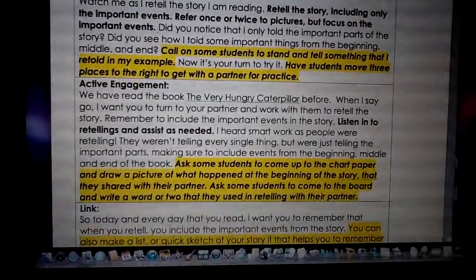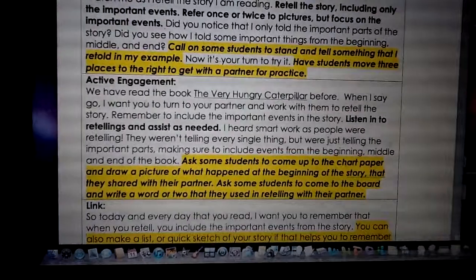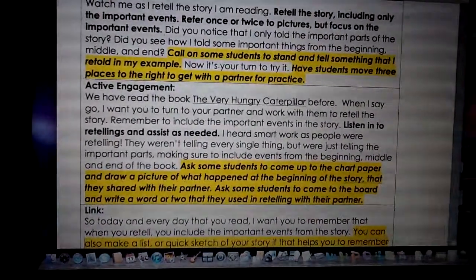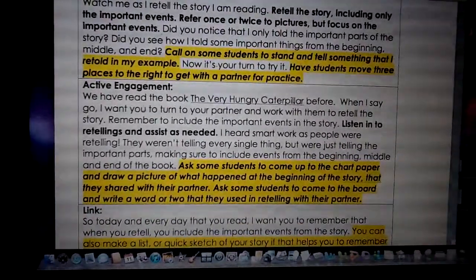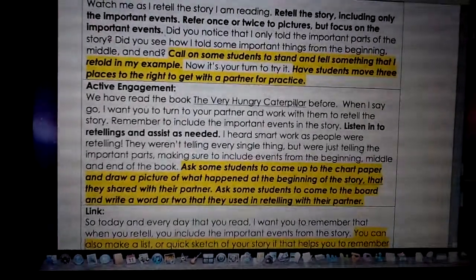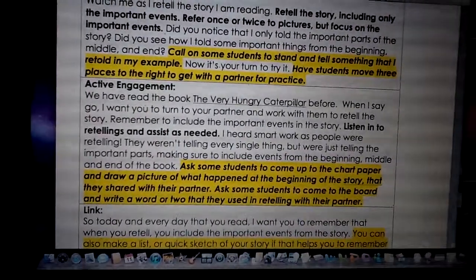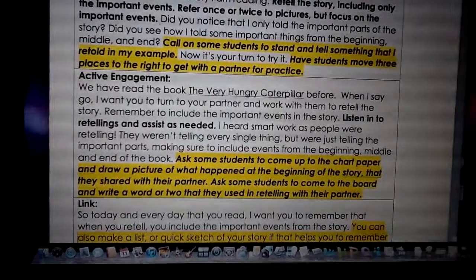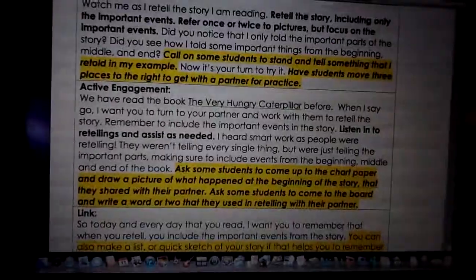During the active engagement, again, my kinesthetic and visual learners, I'm going to ask some students to come up to the chart paper and draw a picture of what I was describing that happened at the beginning of the story, or the middle or the end. And I'm going to have them do that with what they shared with their partner. I'm going to ask some students to come to the board and write a word or two that they used in retelling with their partners.